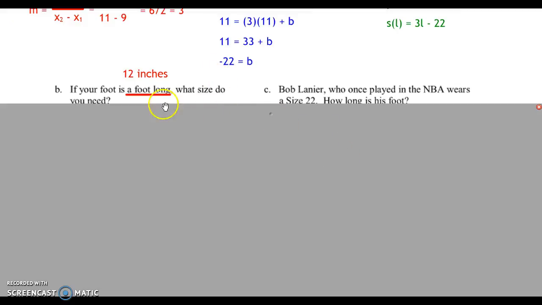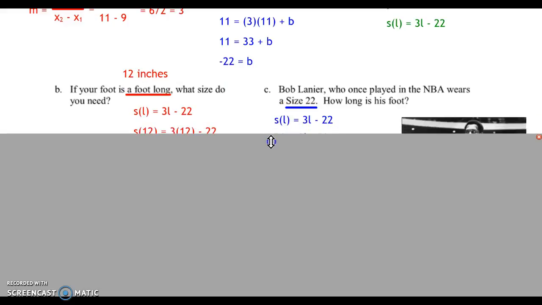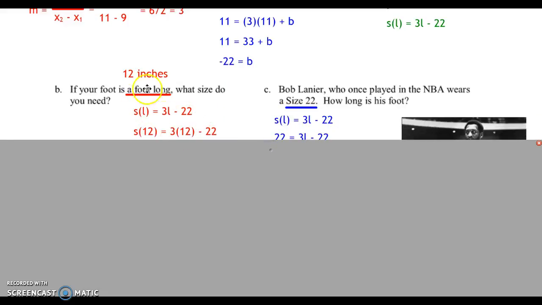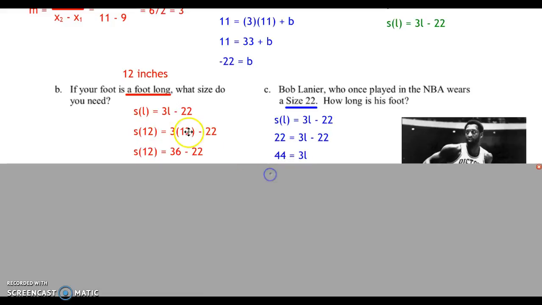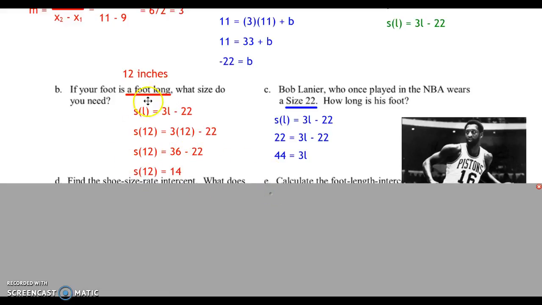All right, I did a little annotation. It says if your foot is a foot long, which is 12 inches, what size do you need? I wrote down the function and I took that 12 inches, which is my input, and I substituted it in for L. I also substituted on this side. Now notice S(12) doesn't mean multiply, it just means what is the output when the input is 12. Substituting that number, then we simplify. 12 times 3 is 36. 36 minus 22 is going to give us 14. So if your foot is a foot long, you need a size 14 shoe.